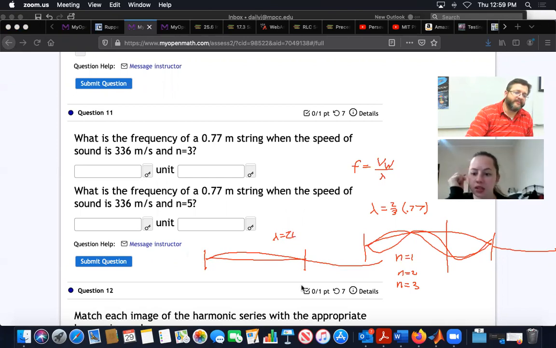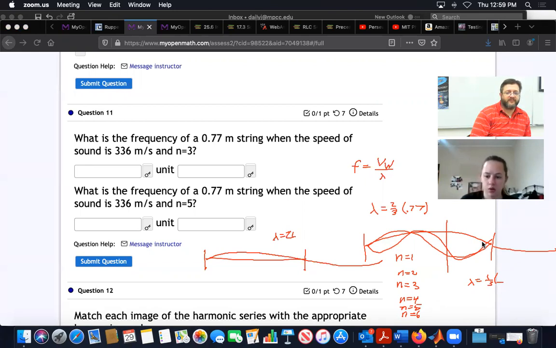Okay, and then my last one is 6. Yeah, 6 is a little more challenging because you have to go through n equals 4, then n equals 5, and then n equals 6. So at n equals 4, you have 2 waves in here. At n equals 5, you have 2.5. At n equals 6, you have 3 full waves in here. So your wavelength is equal to 1/3 of whatever your length is, because there's 3 full waves on the string at that point. Oh, okay.